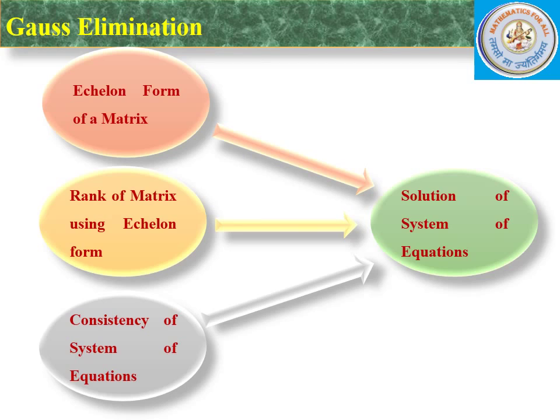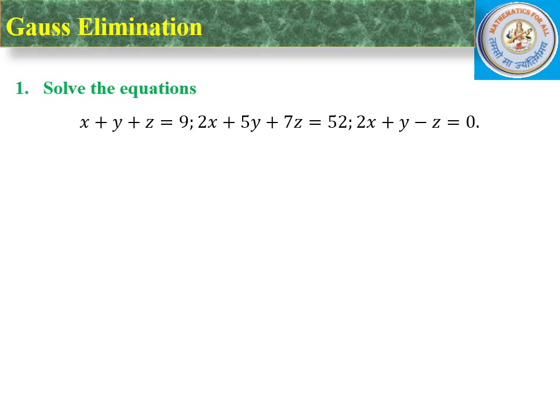So let's have an example or exercise for the solution of system of equations. Suppose we are given the system of equations: x plus y plus z is equal to 9, 2x plus 5y plus 7z is equal to 52, and 2x plus y minus z is equal to 0.